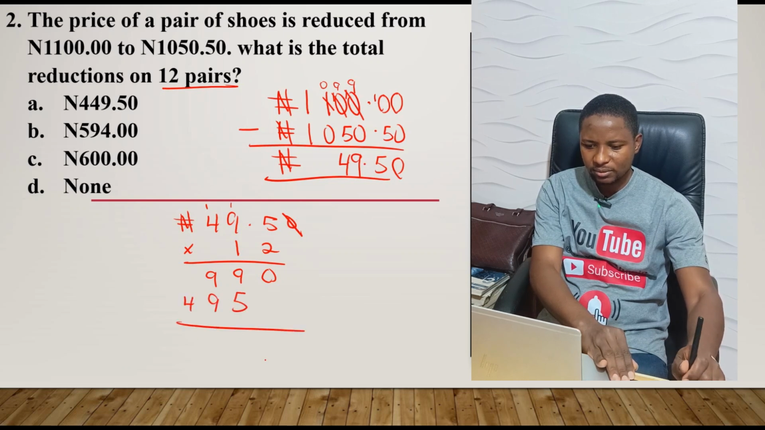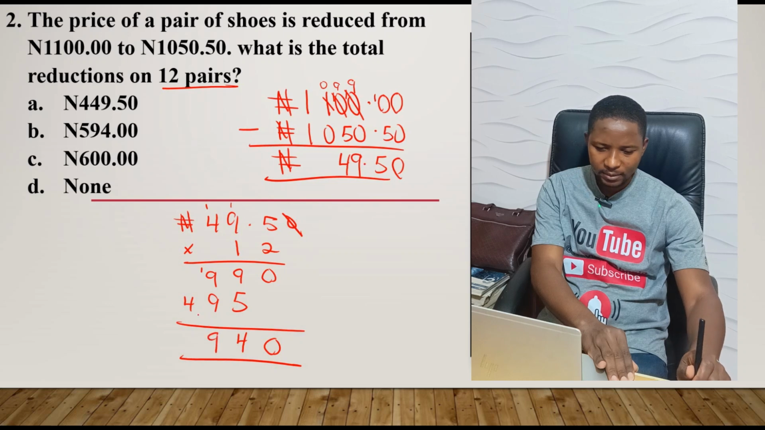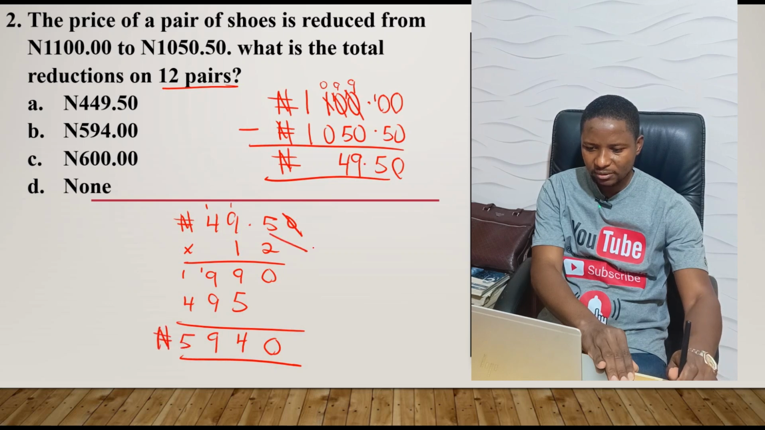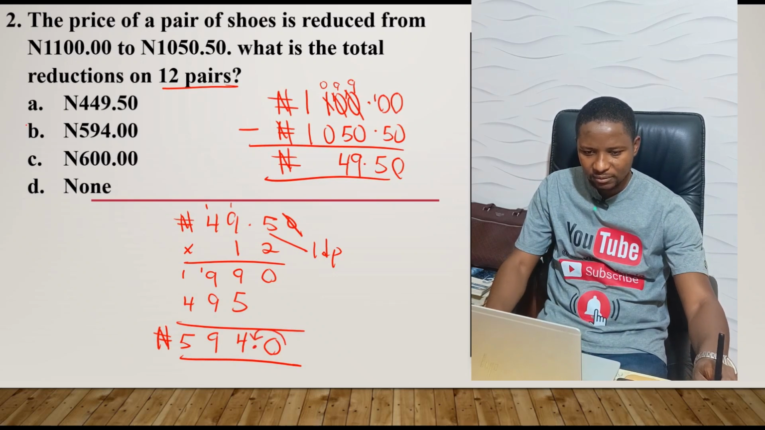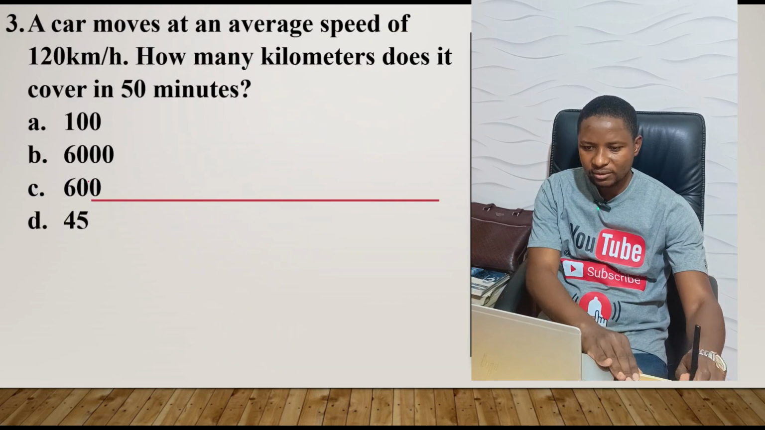And when you add up, you have 0, 9 plus 5, that's 14, carry 1. 9 plus 9 is 18, plus 1, that's 19, carry 1, 1 plus 4, you have a 5. Don't forget it's a naira. Don't forget now this is 1 DP. So go back to the answer and move it inward. So your answer is 594, which is option B. Moving on to question 3.